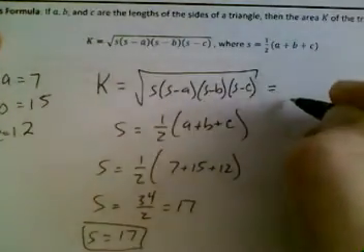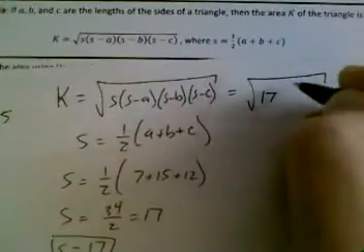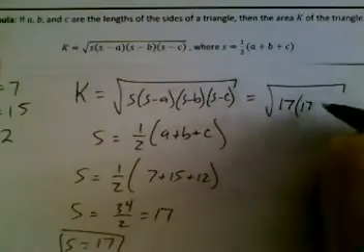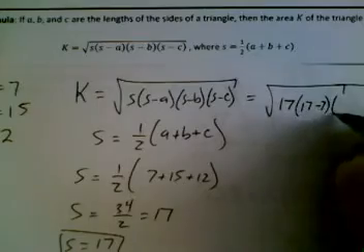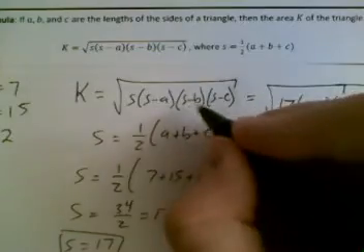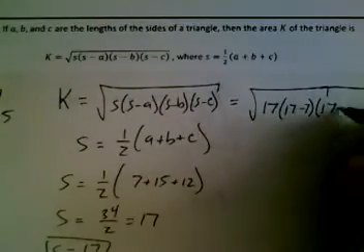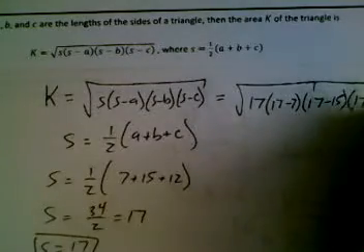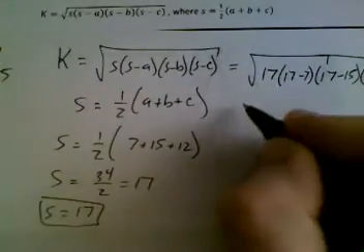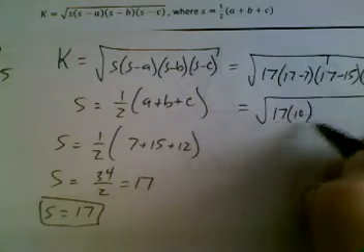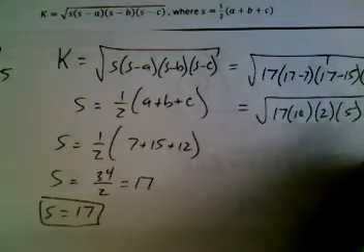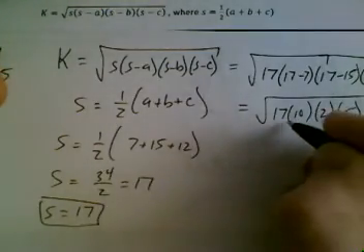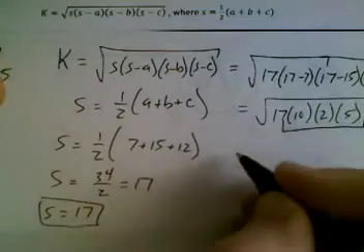And I'm going to plug that into the formula up here. So this is equal to the square root of 17 times 17 minus A, so minus 7. Let me extend this. Times 17 minus B, minus 15. Times 17 minus C, minus the 12. So that gives me all this information. I have the square root of 17 times 10 times 2 times 5, and therefore whatever this value is is my final solution.